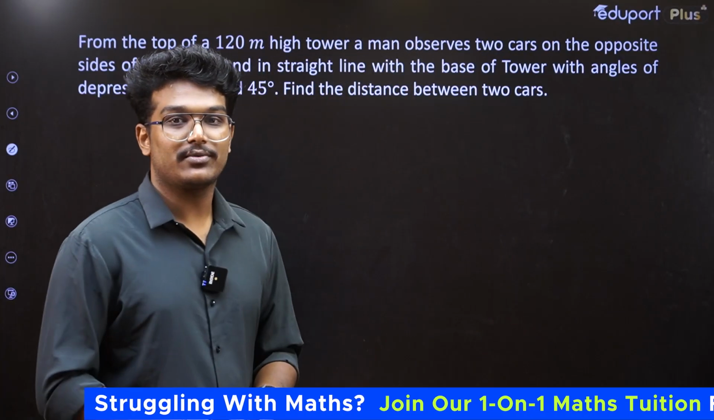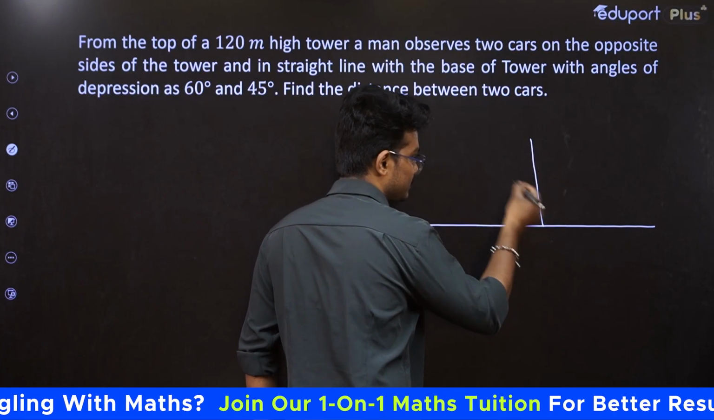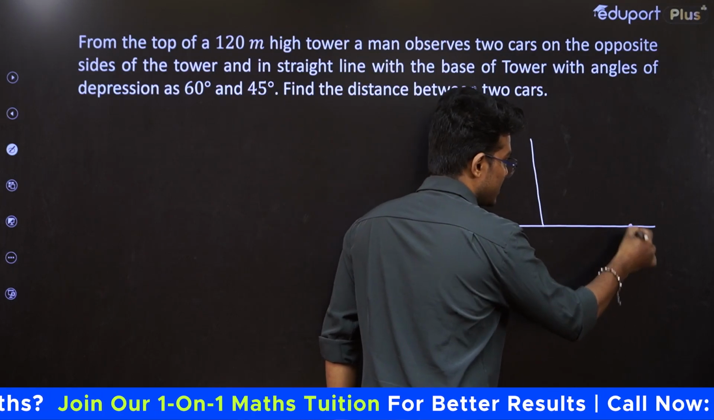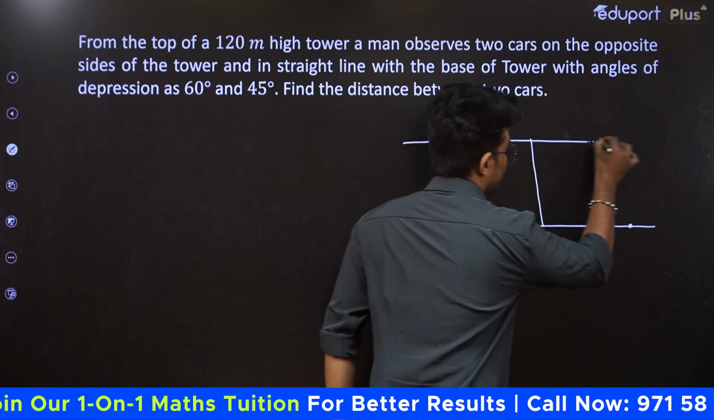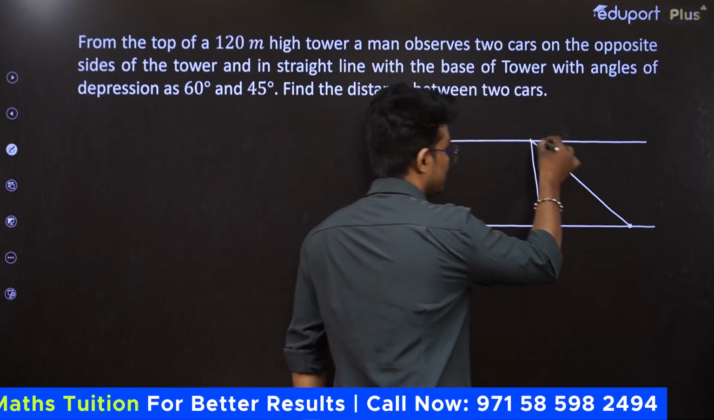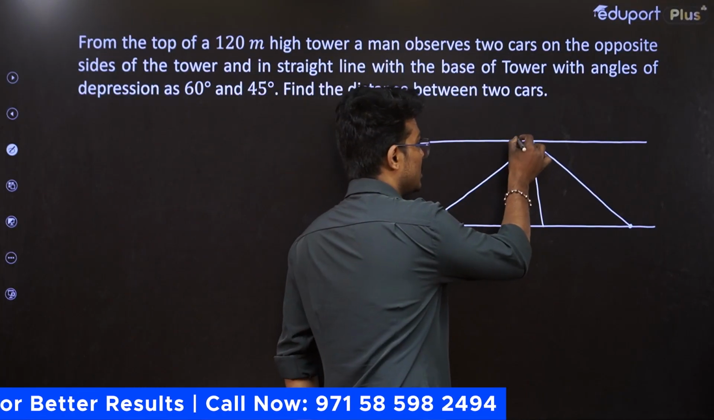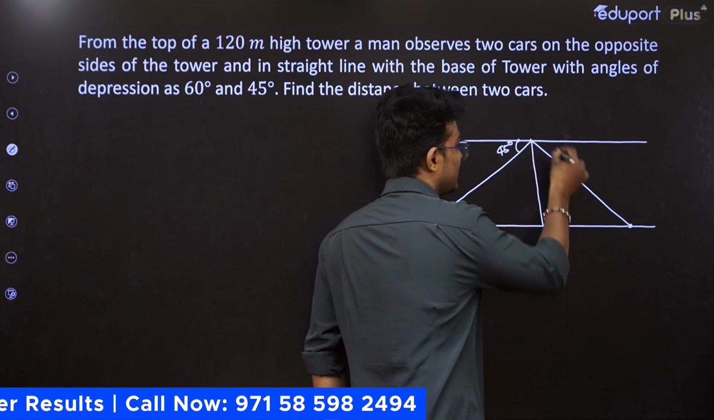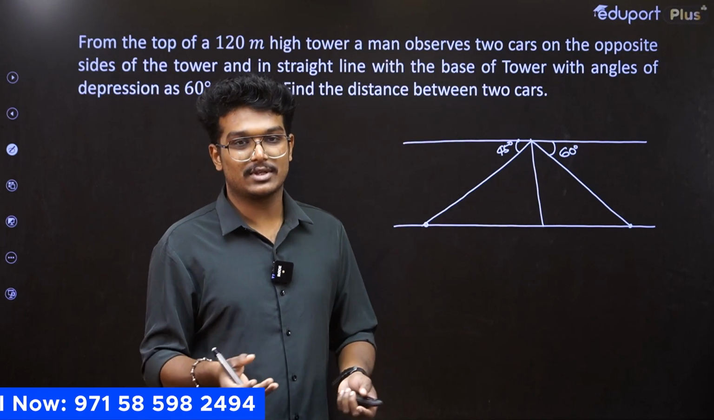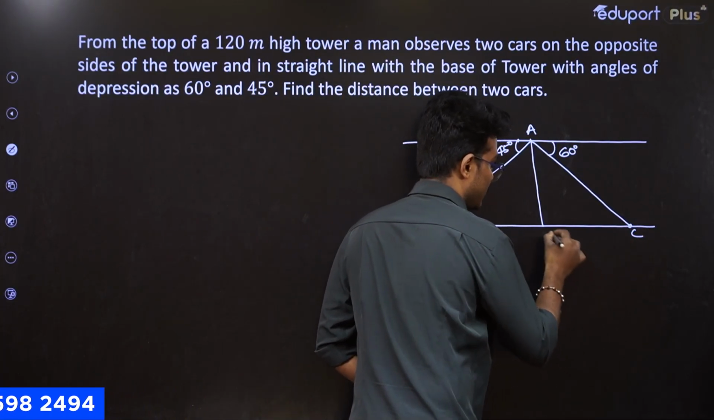Okay, let's draw a figure here. So this is the floor and a tower is here. Now here is one car and here is the second car. So first of all, he is looking straight. Then looking to the cars here. So first angle of depression is 45 degree and the second angle of depression is 60 degree. Then I am giving some names to these points: A, B, C and D.